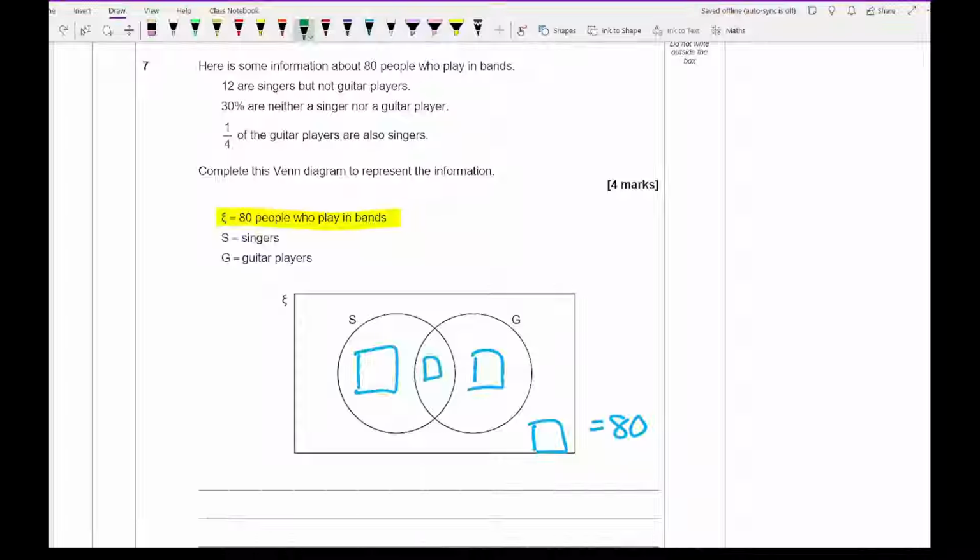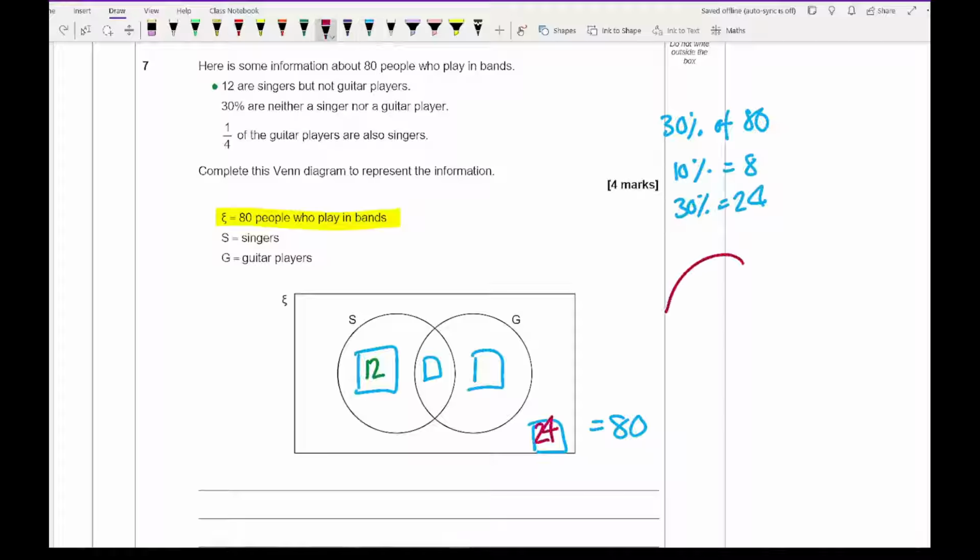Now from this we can see from the first bit of information that 12 are singers but not guitar players, so this here is going to be 12. And it also says that 30% are neither singers or guitar players, so 30% of 80. 10% of 80 is going to be 8, so then 30% is going to be 24. So that means that this number here is going to be 24.